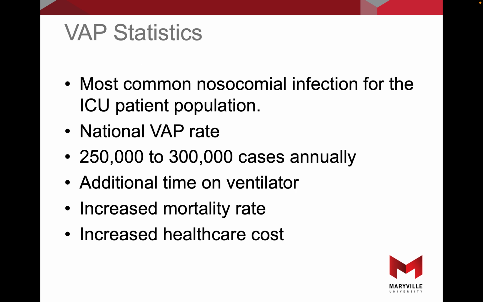VAP statistics. Ventilator-associated pneumonia is the most common form of nosocomial infection seen within the ICU patient population, occurring in 10 to 20% of mechanically ventilated patients. The International Nosocomial Infection Control Consortium has found that the overall ventilator-associated pneumonia rate is 12.2 per 1,000 ventilator days. Within the United States, there are between 250,000 and 300,000 cases of ventilator-associated pneumonia annually.